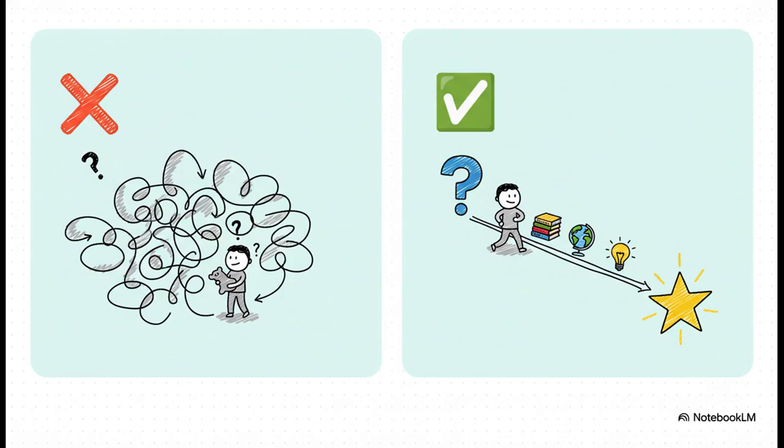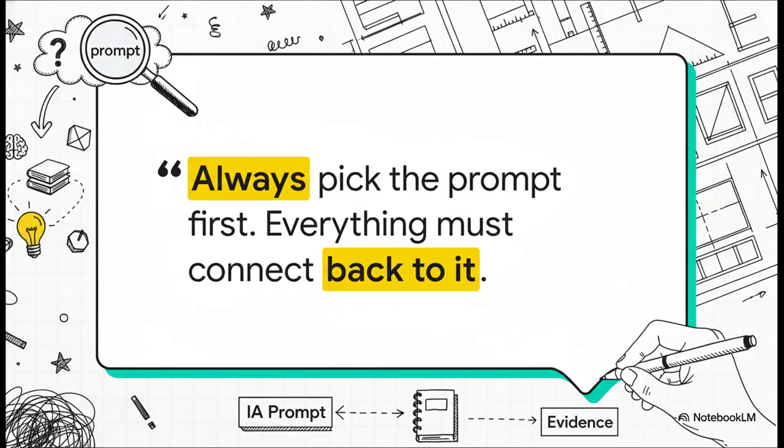You start with the question you actually want to explore, not with an object you're trying to force into an answer. This is the absolute core principle. Your object is not the star of the show. The prompt is. Your object is just the evidence. It exists for one reason and one reason only: to help you explore that IA prompt. Your commentary, your analysis, your final grade, it all comes down to how well you explore that prompt. The object is just the tool you use.